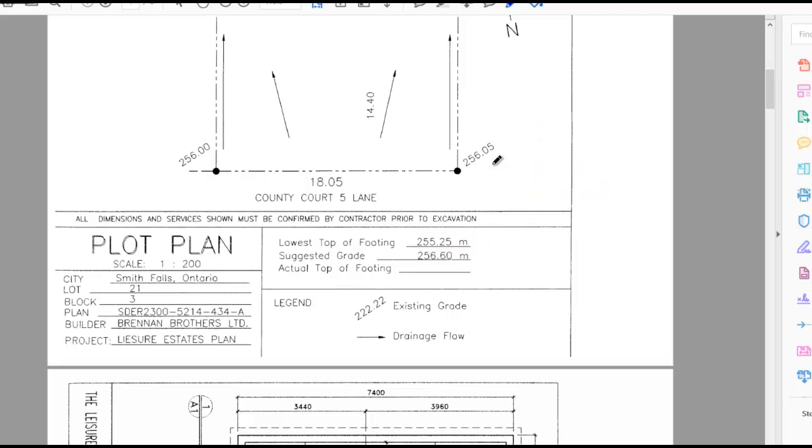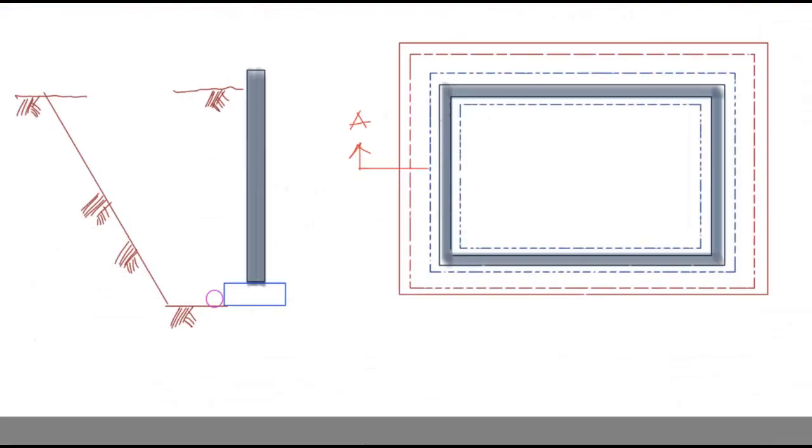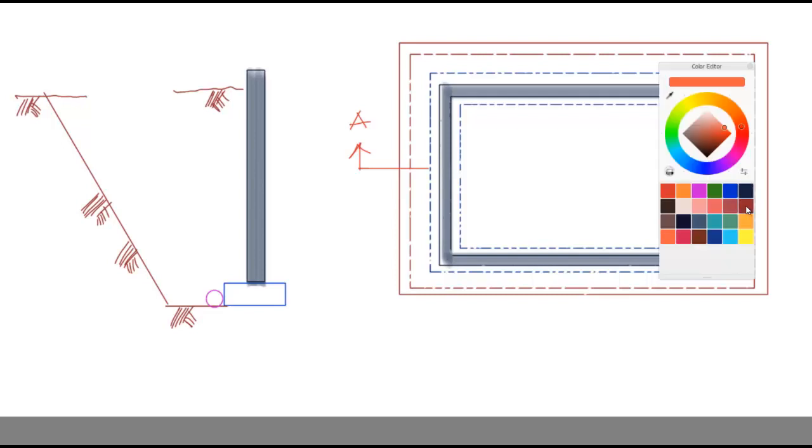We can do the calculation for that part as follows: the top level was 256.45 minus the top of the footing, which was given as 255.25, and this will make 1.2 meters. But we need to go to the bottom, to this part.